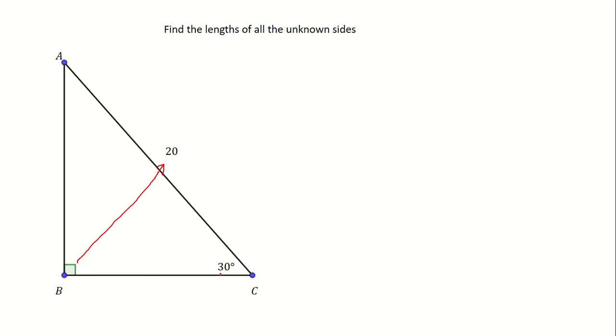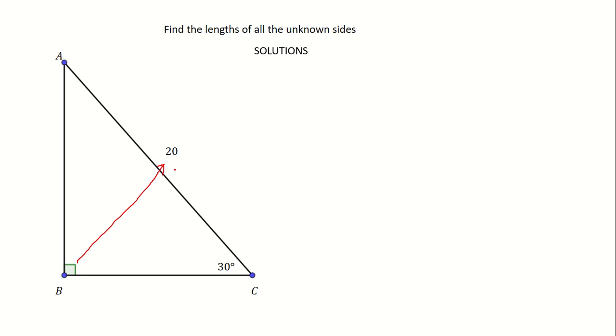Now I only have two options here. Either I use the sine ratio, and I'll be finding AB, because sine of 30 is equal to opposite over hypotenuse, which is 20. Or if I use cos, adjacent, which is BC, over 20 will be equal to cos of 30. So cos of 30 is adjacent BC over hypotenuse, which is 20.